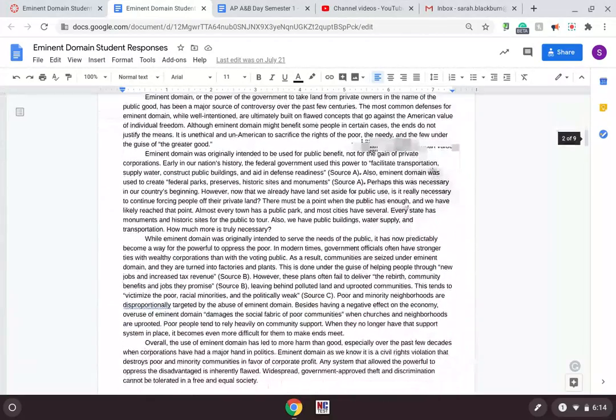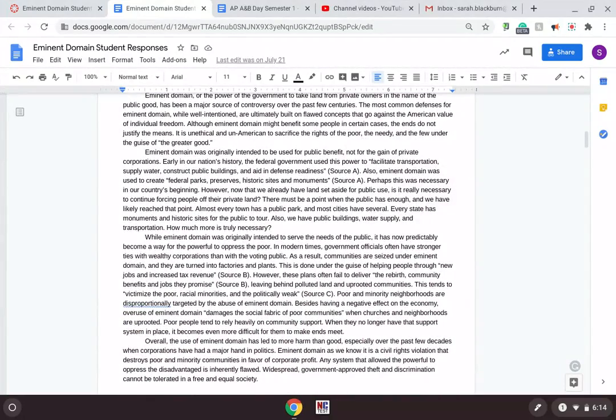Okay, on to Sample B. All right, let me find my notes on Sample B. Sample B, much better. There was a clear thesis in Sample B: the ends do not justify the means. So that is obviously some anti-eminent domain sentiment. Unethical, un-American. So definitely a clear opinion on that.